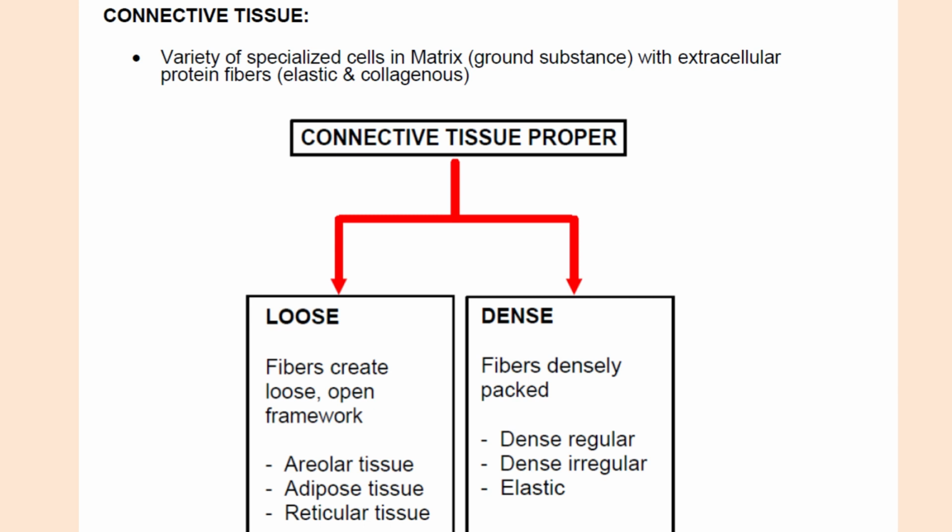Another type of connective tissue is your areolar tissue, and it is the most common tissue in the body, and it occurs beneath the skin of the epidermis and between other tissues and organs. It supports and protects organs and muscles. It also stores fat, which insulates the body.